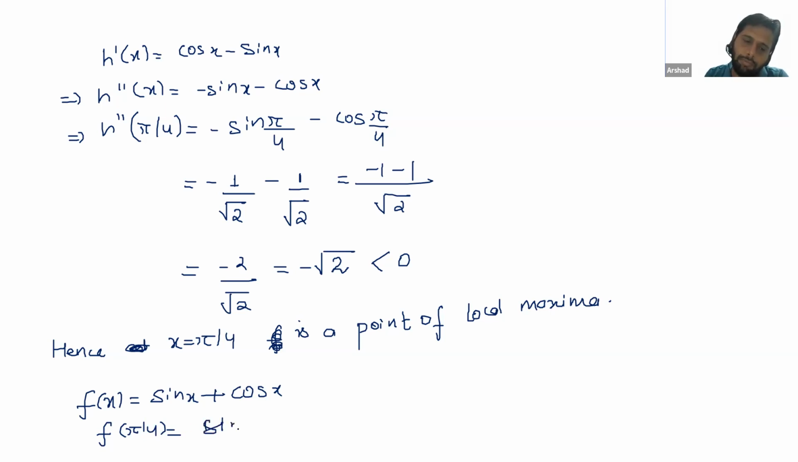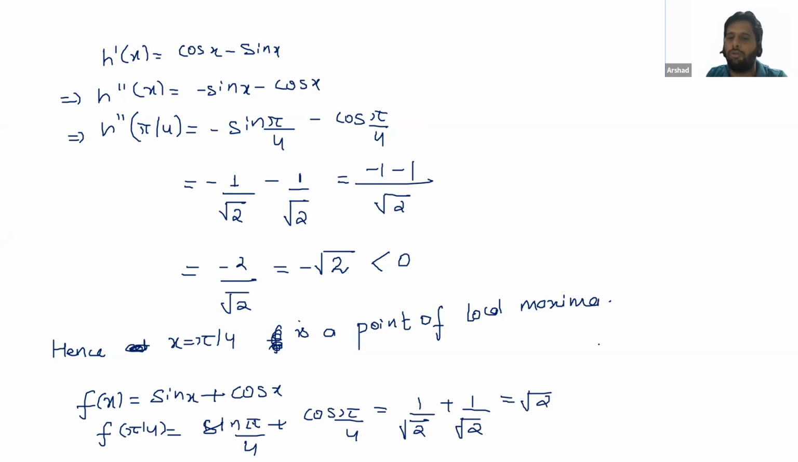We will get sine pi by 4 plus cos pi by 4. This is equal to 1 by root 2 plus 1 by root 2. If you solve this, you will get root 2. So root 2 is the local maximum value.